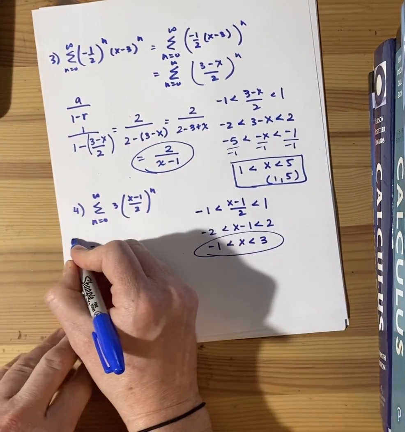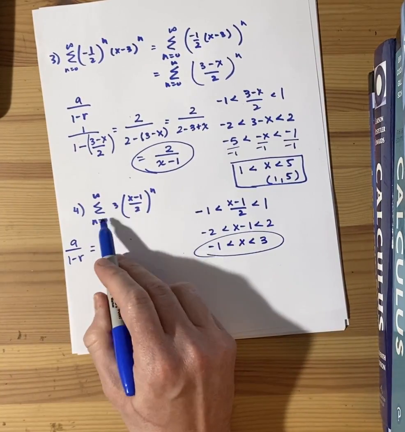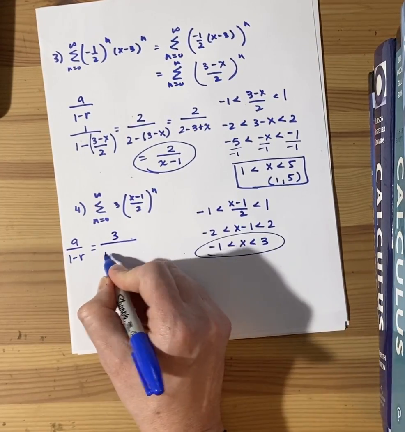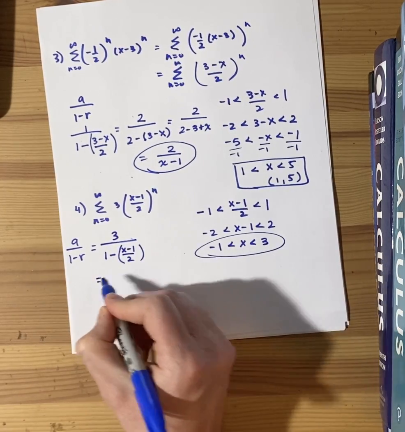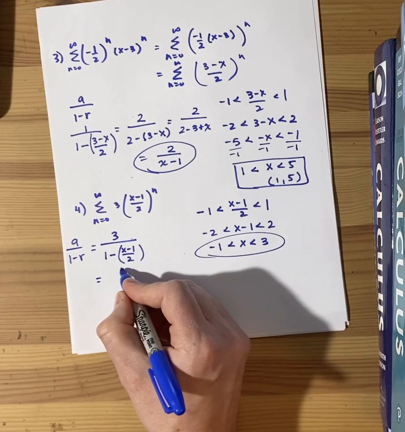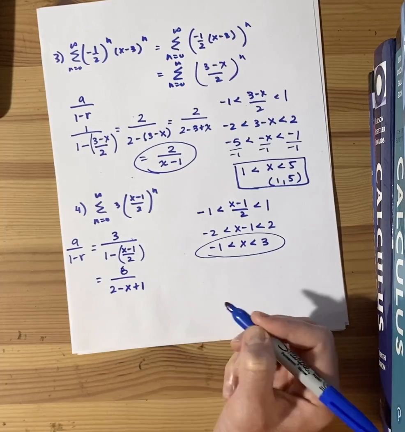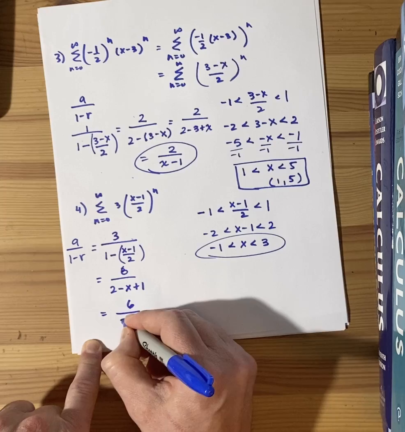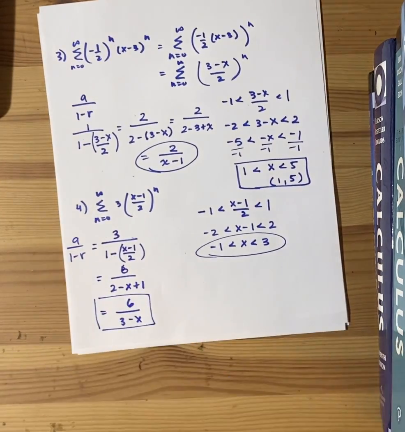And now, again, we want to go back to a over 1 minus r. Our first term, now be careful, you plug in 0, but you do have that 3. That 3 will still be there, and then it's 1 minus x minus 1 over 2. So again, let's multiply everything by 2. So I'll get 6 over 2 minus x, now distributing the same time, plus 1. So I get 6 over 3 minus x, and that would be the function that represents that geometric series.